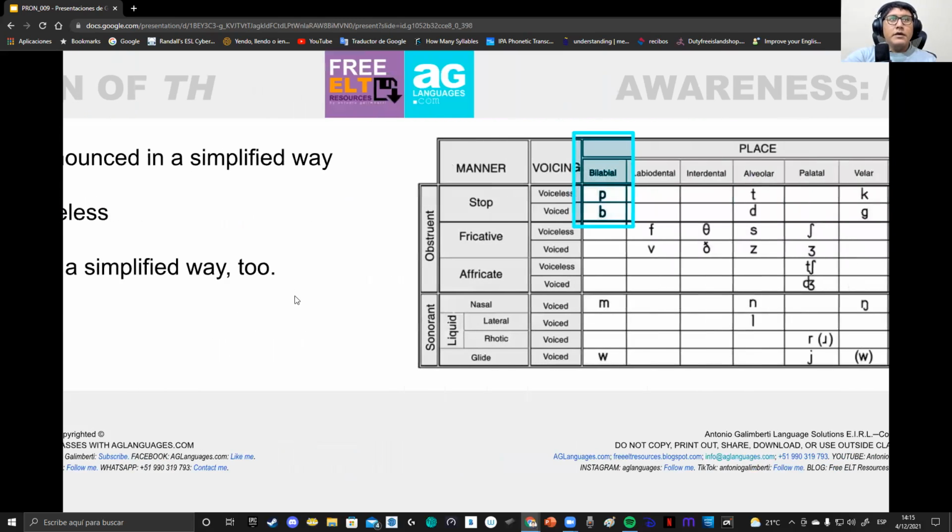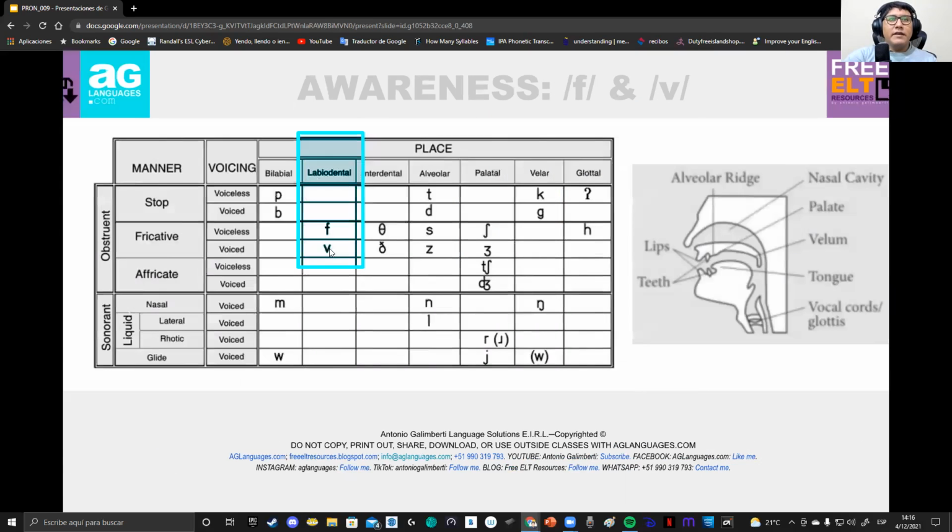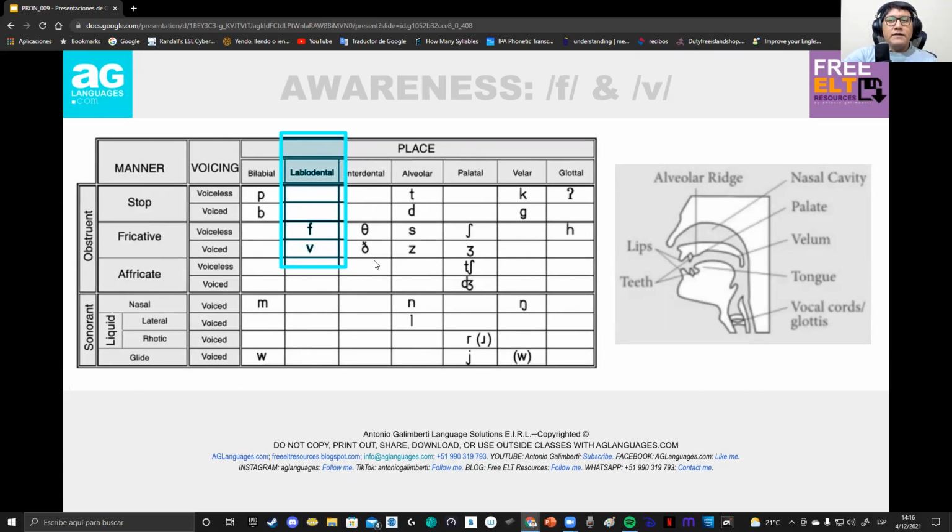All right. So same point of articulation, bilabial sounds, p and b. They happen here in the lips. That's why they are bilabial. P, b. We have the f and the v sounds. Those are labiodental, which means it happens with your teeth and your lips. To be more precise, that's upper teeth and lower lip.